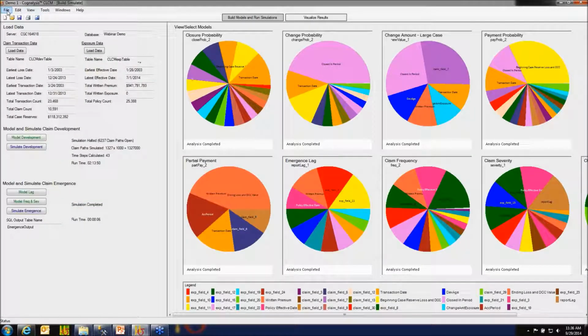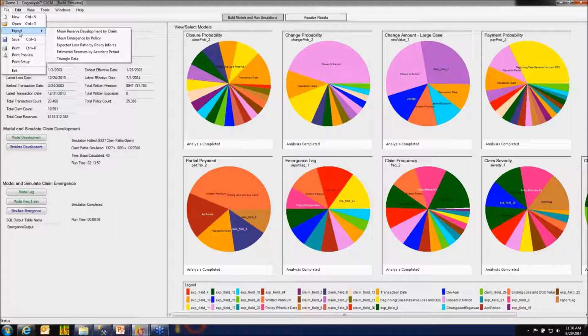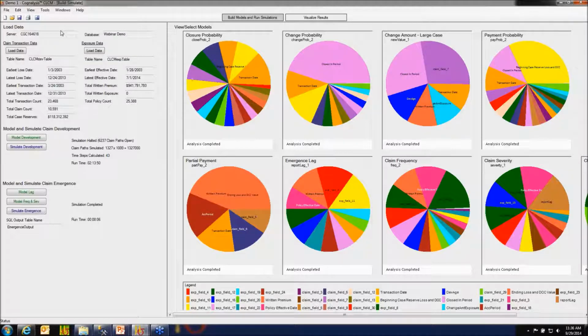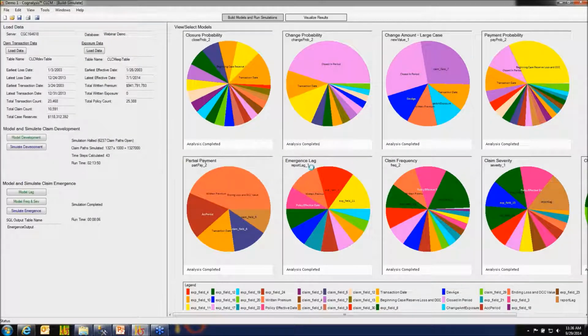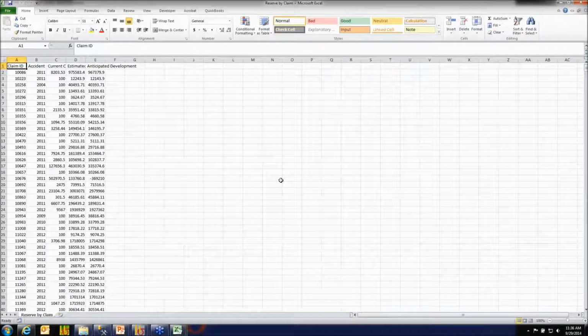Now I want to show you some of the different exports that you can get out of here, because those are important pieces to have as well. So you'll notice under export, you've got a number of different options. I'm just going to go through them and open them up one by one. So this is reserve by claim, and we'll open that up.